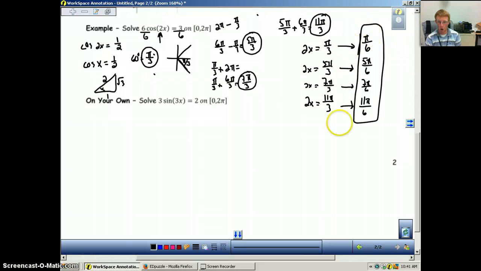And notice all of these values fit within this domain. All of them are between 0 and 2 pi, so we do have 4 solutions. And you can notice the frequency. Normally we only have 2 solutions. On a regular cosine graph, we would only have 2 solutions between 0 and 2 pi. But this frequency right here is always going to change that number. If the frequency is 2, then we go from 2 solutions to 4 solutions. Down here, you can probably guess that we're going to go from 2 solutions to 6 solutions.